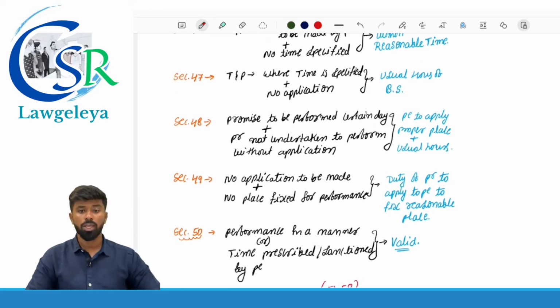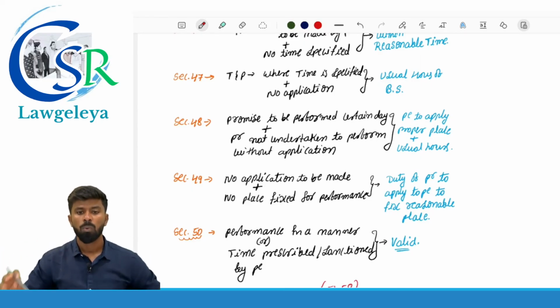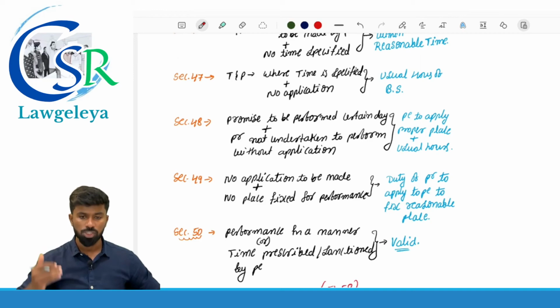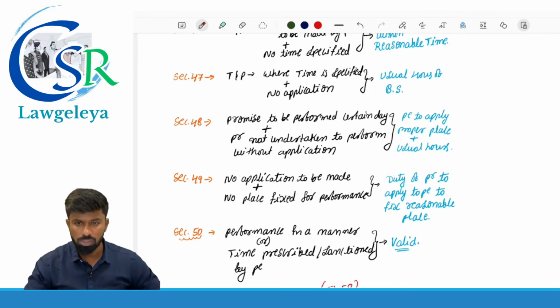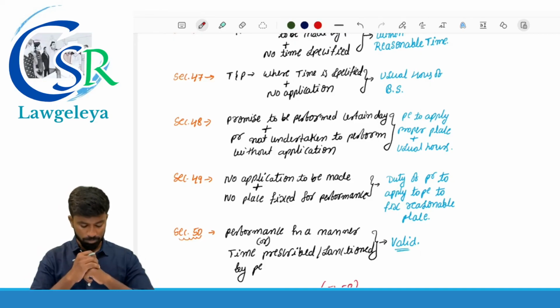Section 48 is the case where the promisee should ask the promiser to perform, meaning the promiser has not undertaken to perform the promise without a request from the promisee. Then whose responsibility is it? It is the promisee's responsibility to make an application to the promiser to perform the promise at a proper place within a reasonable time during the business hours.